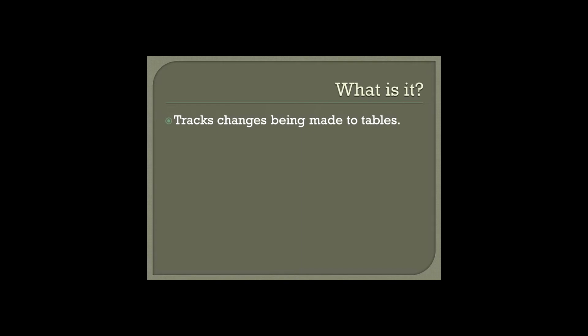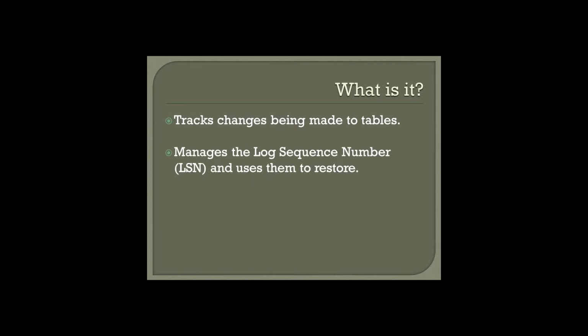So just briefly to talk about what the CDC is, it tracks changes being made to tables. This is one of the big things. So anytime tables are updated, it's basically going to capture those changes and mirror them into another set of tables. It also manages the log sequence number, or the LSN, and uses them to restore. So if you do encounter any kind of problems while updating a table, something happens during that package execution, for instance, you have the LSN, or the log sequence number, which is going to be used basically to restore back to what you had before those changes went wrong.